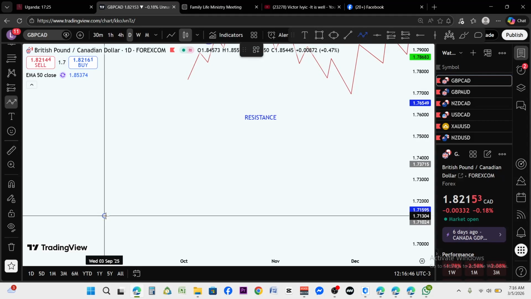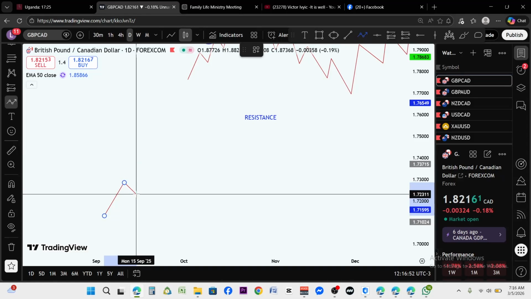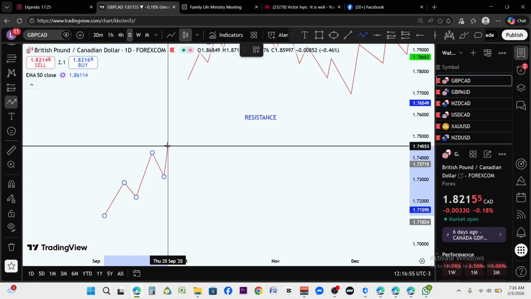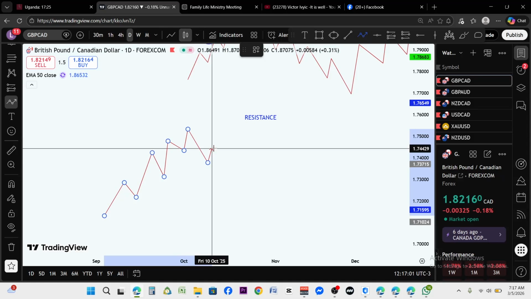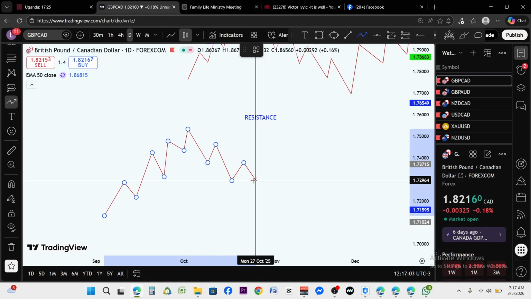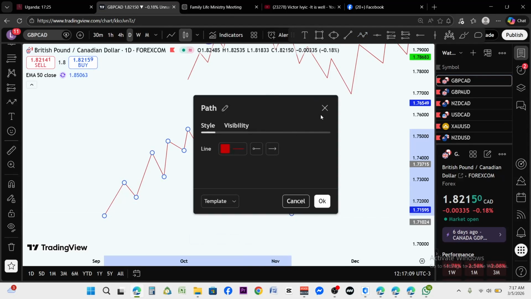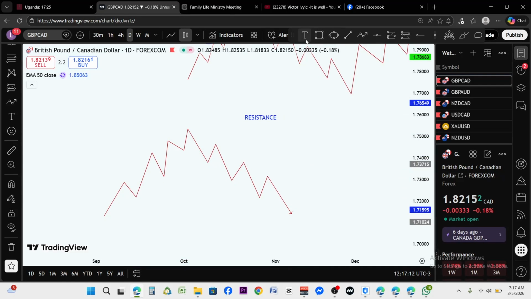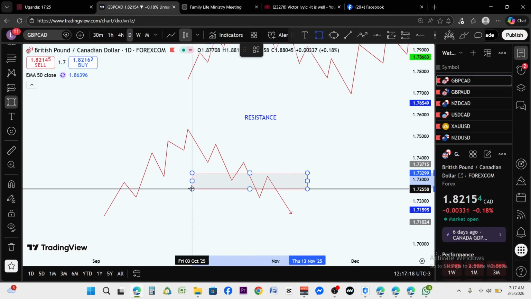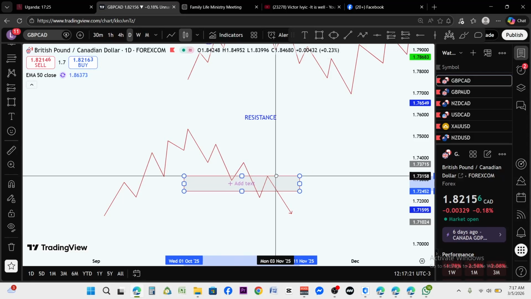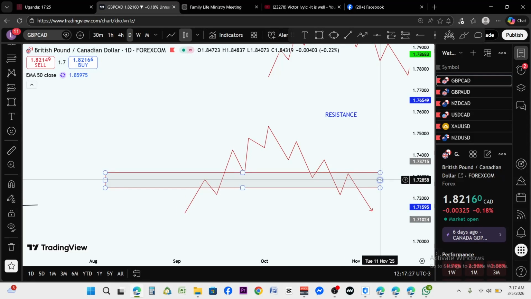Let me draw a simple structure here. When the trend is going up, it's marked by higher highs, higher low, higher highs, higher low. Then another shape of structure: lower highs, lower low, lower highs, lower low, right? For me to draw the resistance, I will come to the lower high here. This one, lower high. This way I'll draw the resistance.